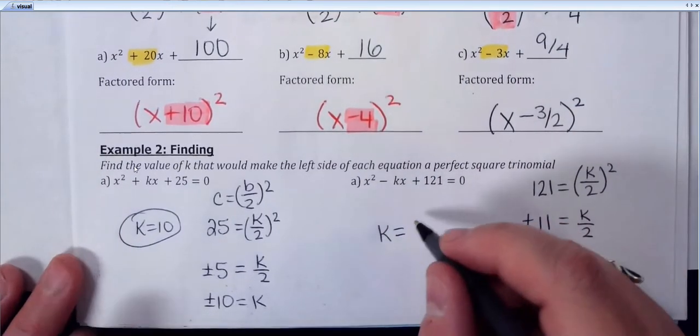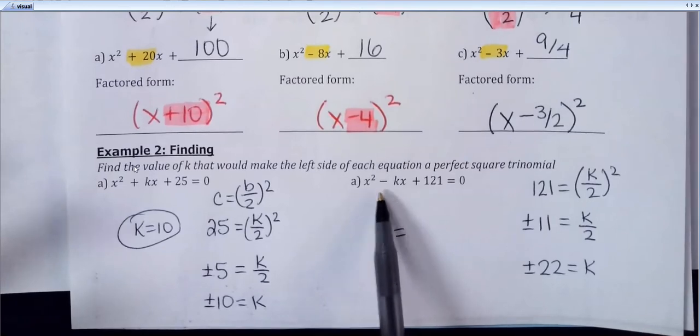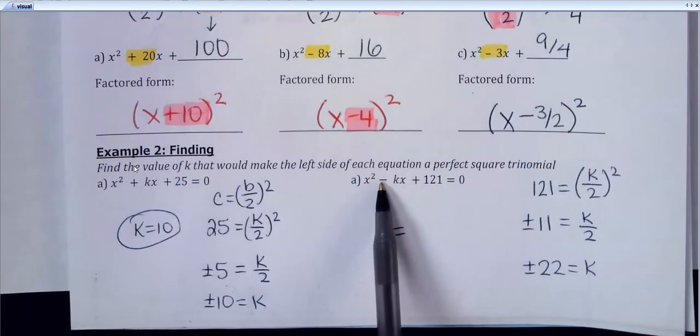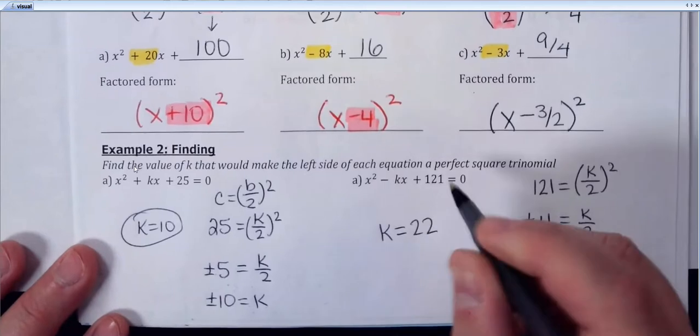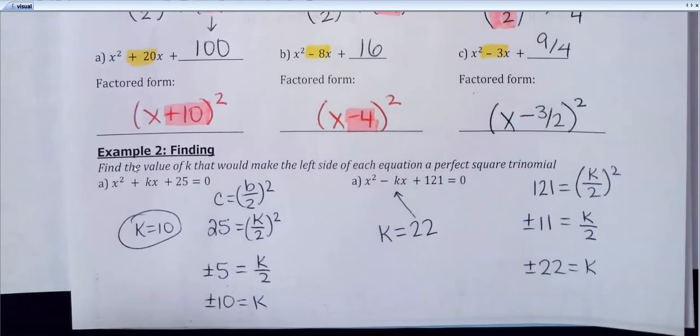Or actually, if I was typing this in Math Excel, if the negative is already in the problem there for me, I would just put in 22 there for k. All right, is anybody having a question?